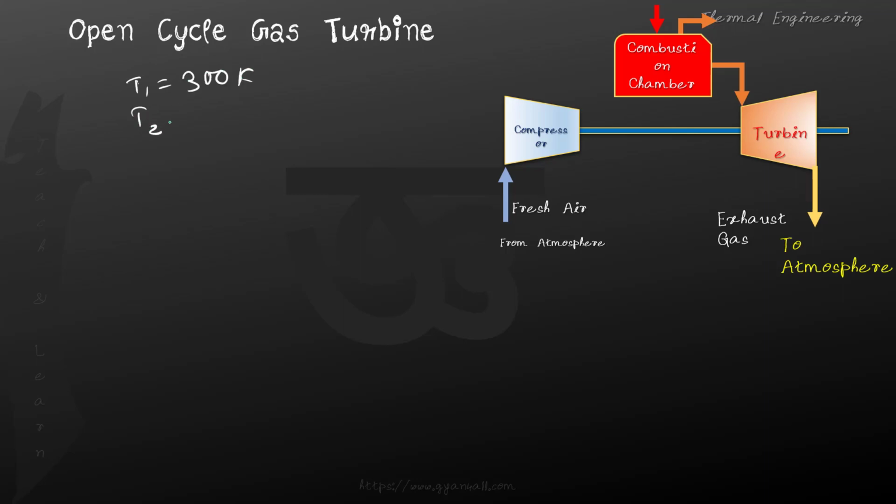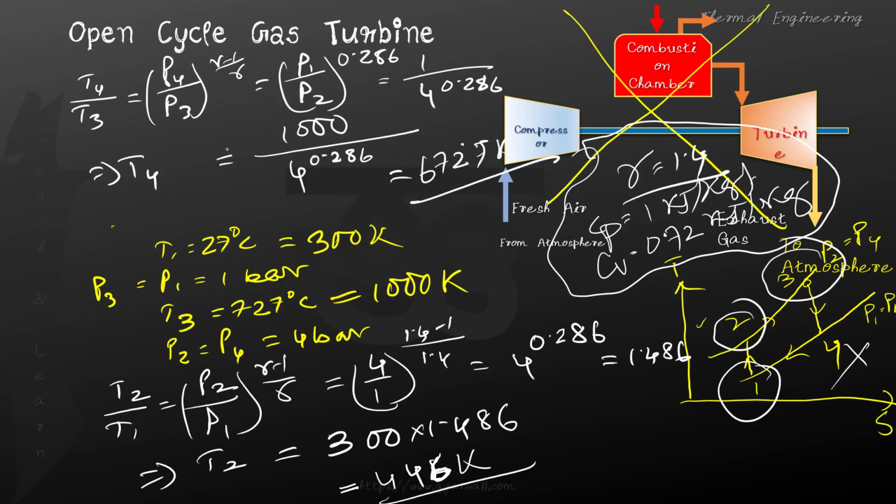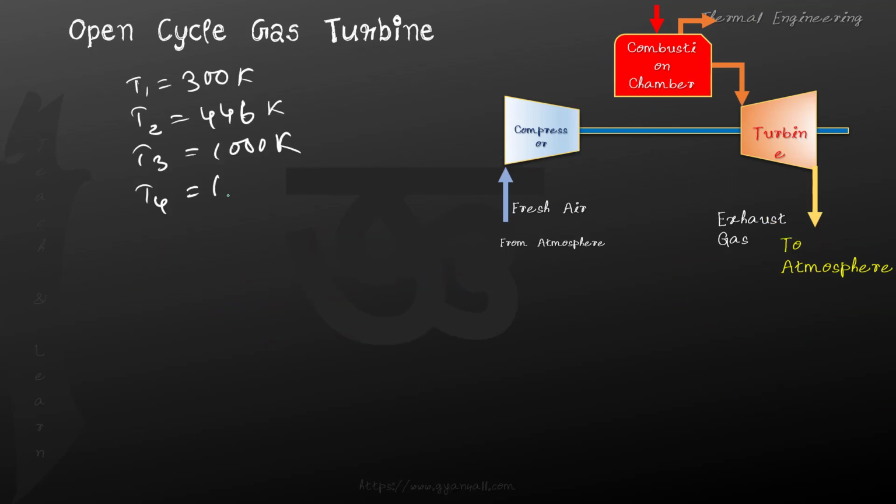T2 we got 446 Kelvin. T3 is given as the highest temperature, which is equal to 1000 Kelvin, and T4 equal to 672.7 Kelvin. So these are the values of temperature.